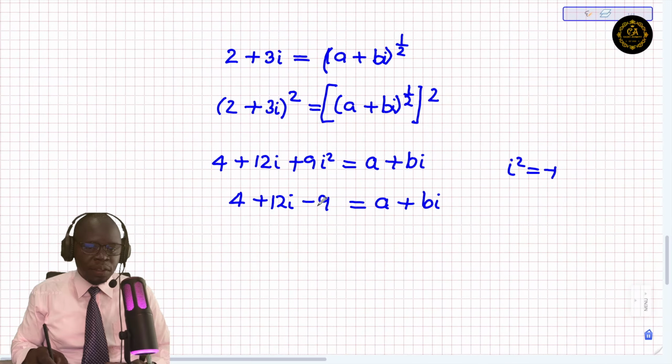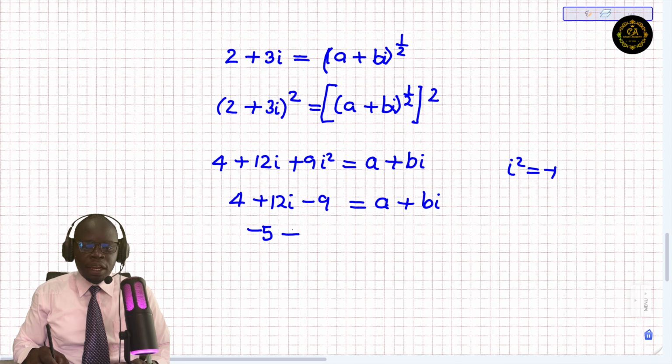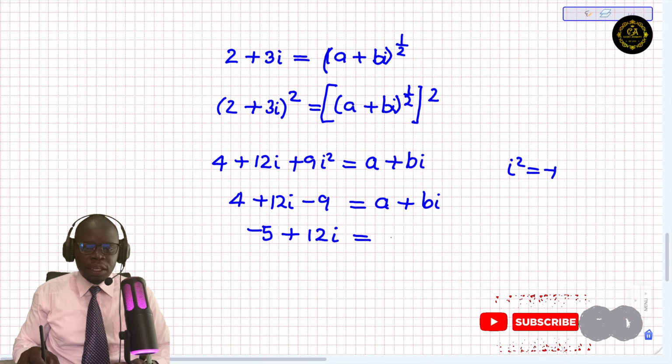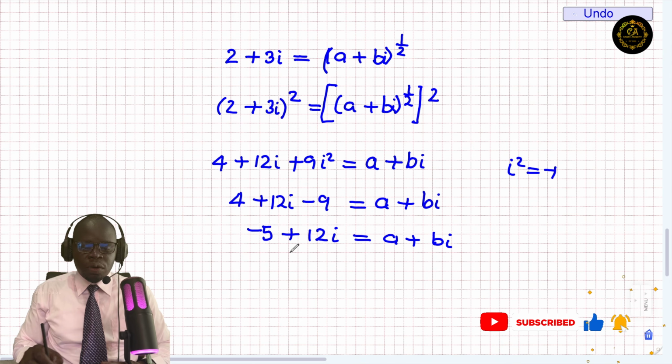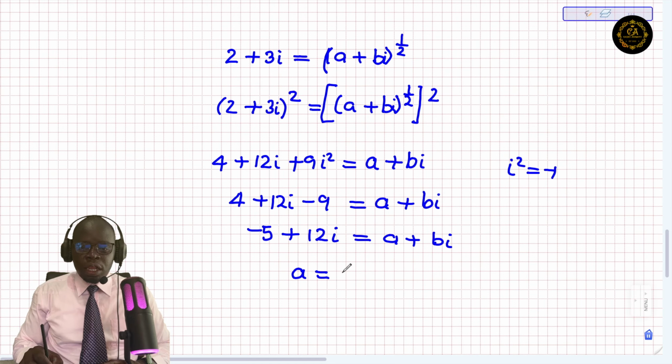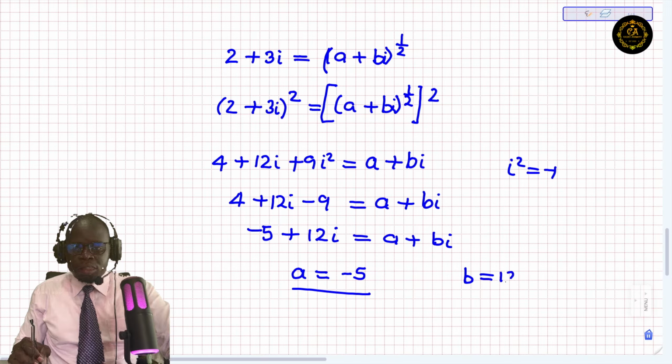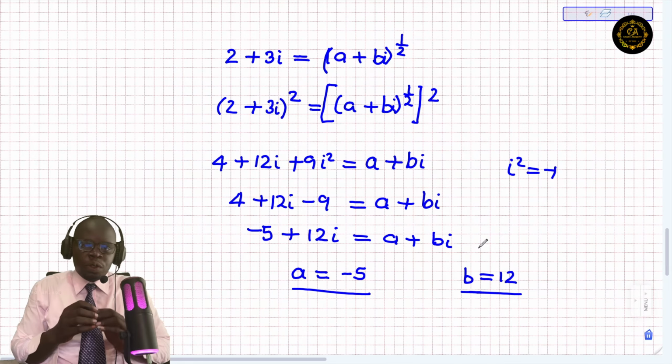Now simplifying this real part together, we have 4 minus 9, that is -5, and we add our imaginary part, that is 12i. This is equal to our a plus bi. Now considering the real parts, our a is equal to -5, and our b is positive 12. This is how we solve these questions involving complex numbers.